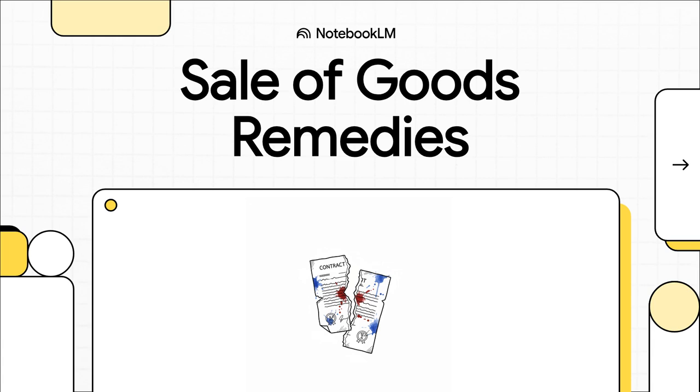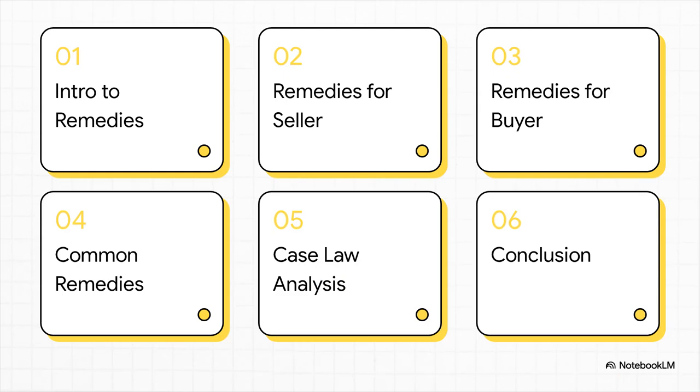The literature we are actually dealing with today is on the board. Remedies for breach under the Sale of Goods Act 1930. This is a highly scoring area if you just apply yourselves properly. So put your textbooks away and let's focus entirely on mastering this statute. Here is the exact blueprint for today.